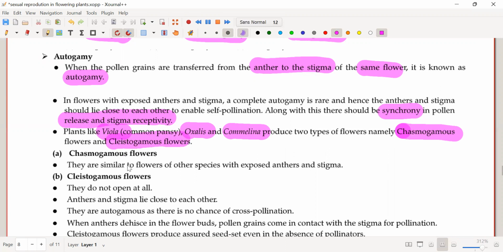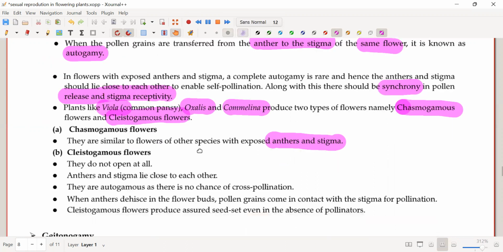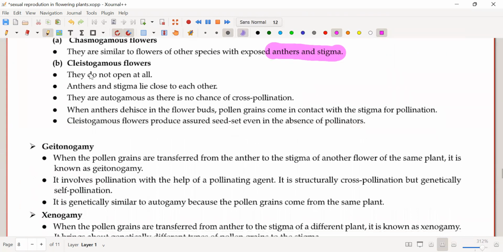What is a chasmogamous flower? They are similar to flowers of other species with exposed anthers and stigma. What about cleistogamous? They do not open at all. Anthers and stigma lie close to each other. They are autogamous, as there is no chance of cross-pollination. When the anther dehisces in the flower buds, pollen grains come in contact with the stigma for pollination. Cleistogamous flowers produce assured seed set, even in the absence of pollinators.